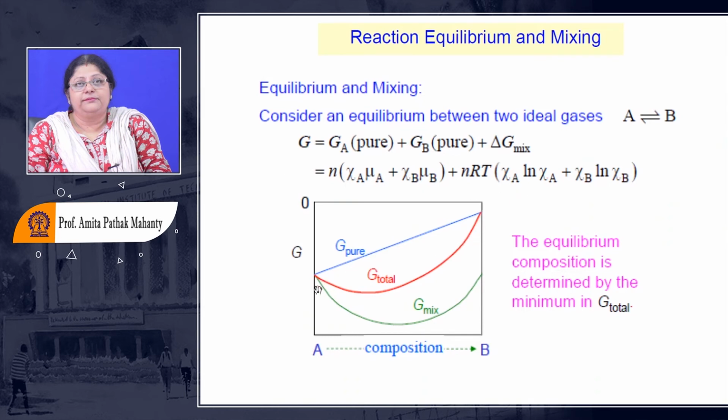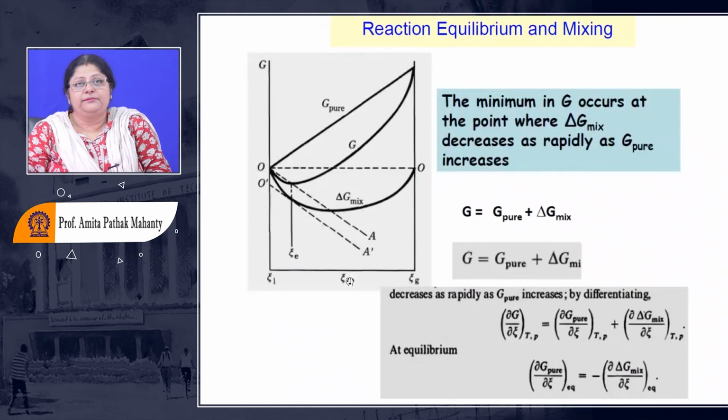What I am trying to say is that when we have a change in composition, I have a change in the delta G pure, and I have a change in the delta G mix. The delta G pure is going to be increasing from A to B, and delta G mix is supposed to be reducing. And when we want to determine the composition at equilibrium, we look at the position where the total G is minimized. The rate of change of this, which is going to be a decrease, and this, an increase, match. At that point, we get the equilibrium composition.